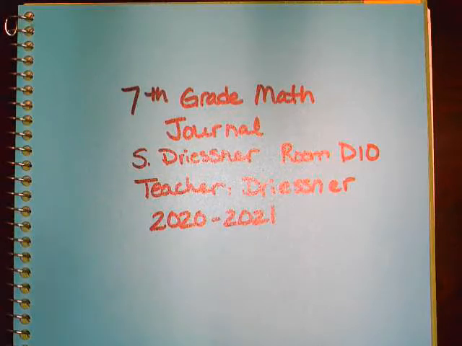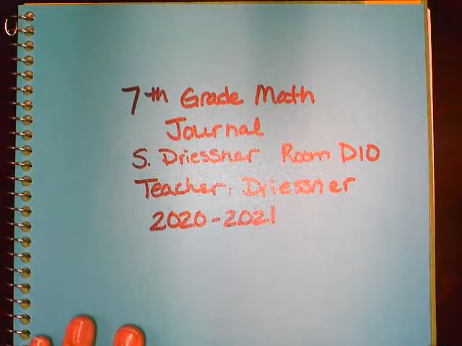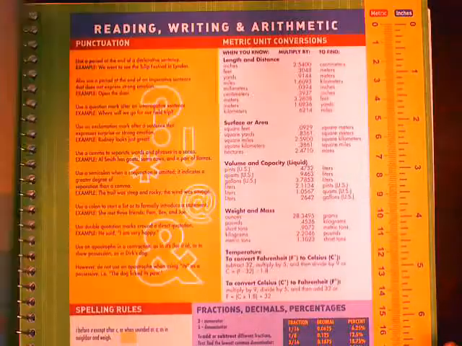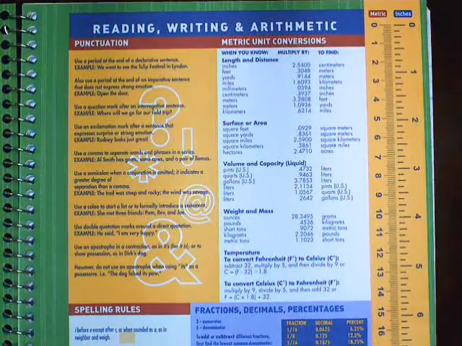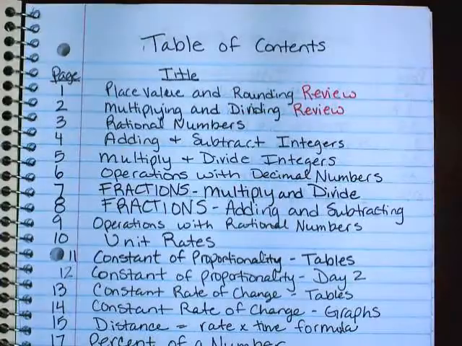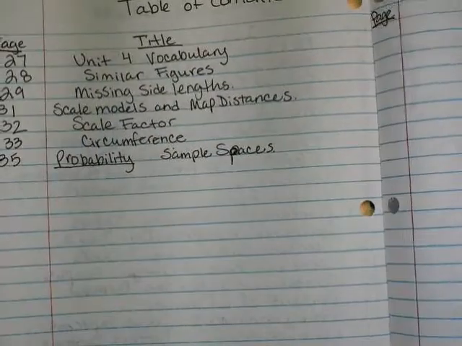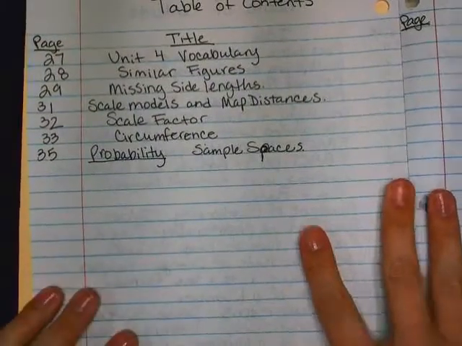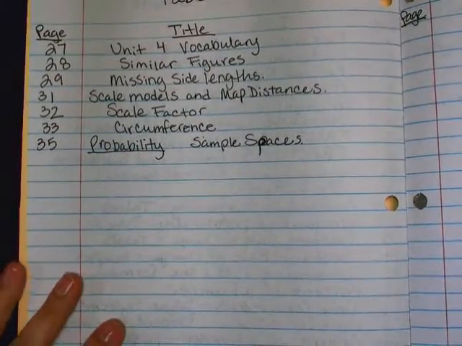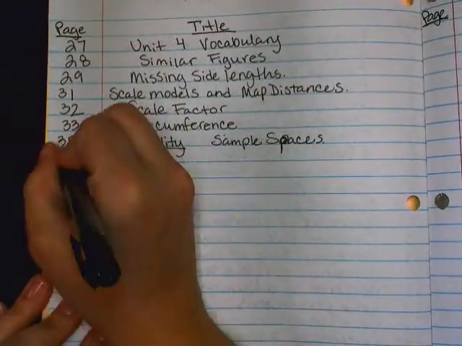Hello, Miss Streisner here, and yesterday we did sample spaces. Today we're going to do simple events. Go ahead and open your table of contents. Let's turn to the page where it has sample spaces, and right below that we're going to do page 36.